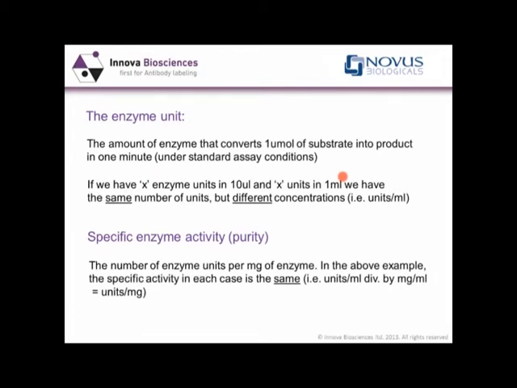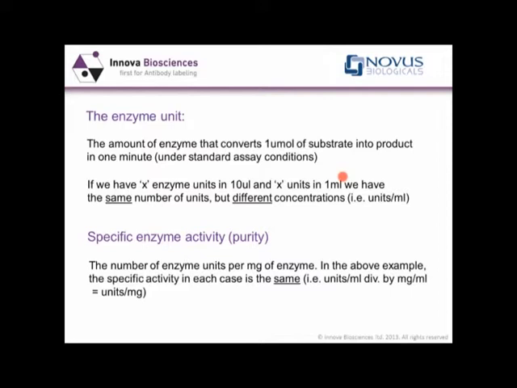Okay, the enzyme unit. This is defined as the amount of enzyme that converts 1 micromole of substrate into product in 1 minute. So if we have X enzyme units in 10 microliters and X enzyme units in 1 mL, we have the same number of units, but we have different concentrations if we express it as units per mL.